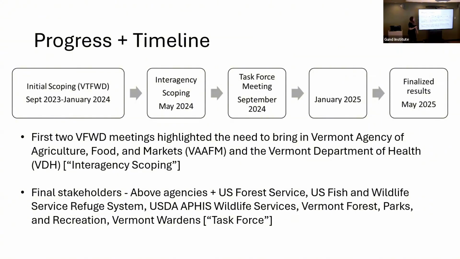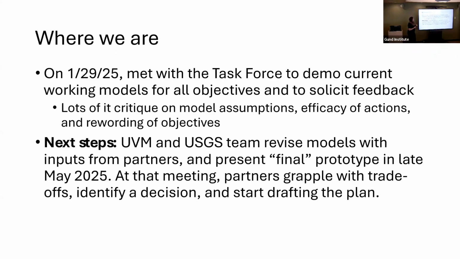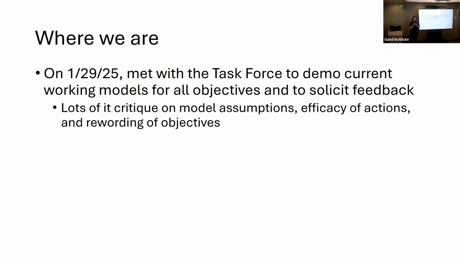So we're at January 2025. We met just a few weeks ago. We presented our prototypes for all of these models. We got feedback, great feedback, lots of feedback on what did and did not make sense. Agency of Ag, for instance, helped us think through, it's not just about the farms, but what's the probability of an introduction to a captive farm right now? And if you took some of the actions you've proposed, like mandating double fences around all of your farms, how much could we reduce that probability by? So they're helping us to inform not just the structure of the model, but the actual impacts as well.